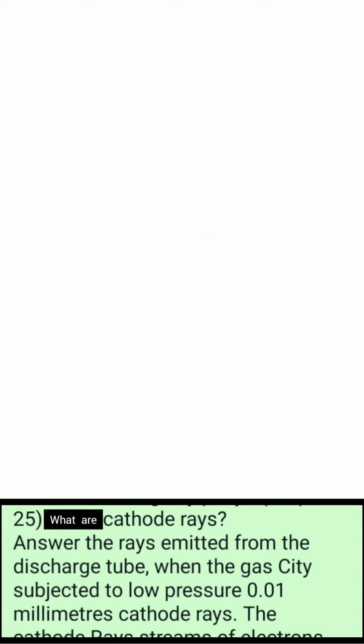26. What are cathode rays? Answer. The rays emitted from the discharge tube when the gas is subjected to low pressure, 0.01 mm, are called cathode rays. Cathode rays are streams of electrons.